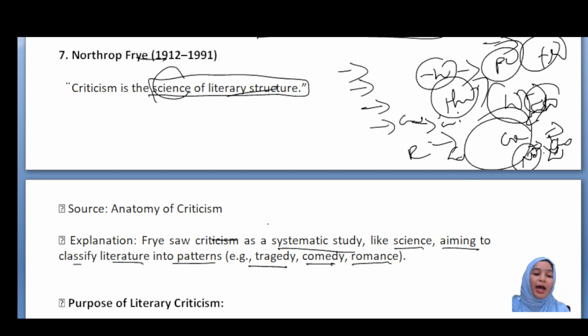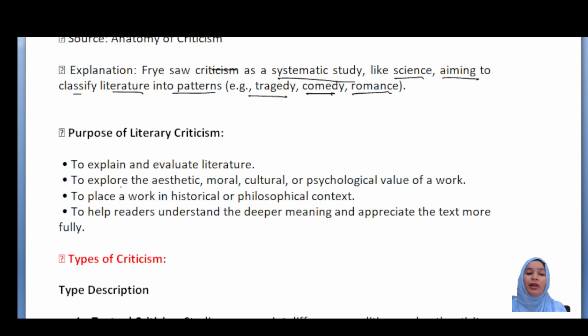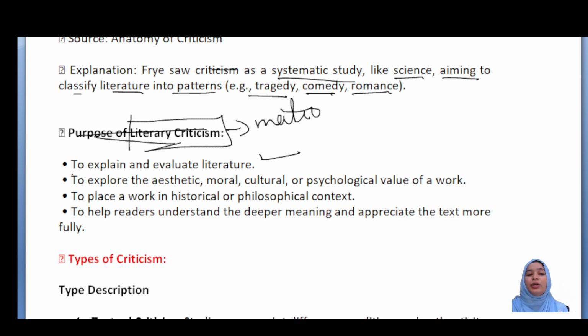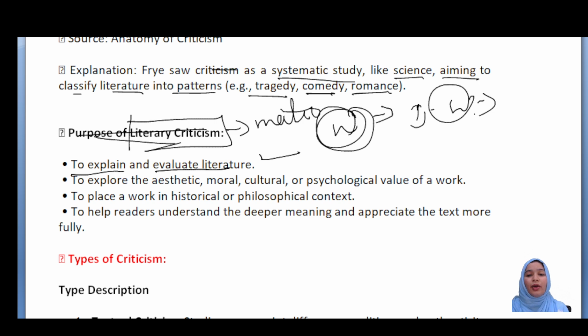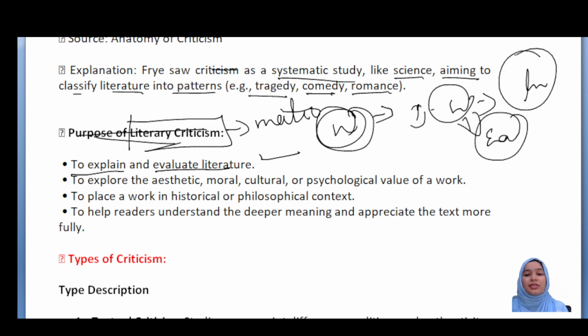So this is about the definitions of literary criticism. And the last topic of this class: purpose of literary criticism. What is that? To explain and evaluate literature. Why do we do literary criticism? There must be some motto, no? The motto is to explain and evaluate literature. If something is written in the world of literature, we have the ability to evaluate what it includes.